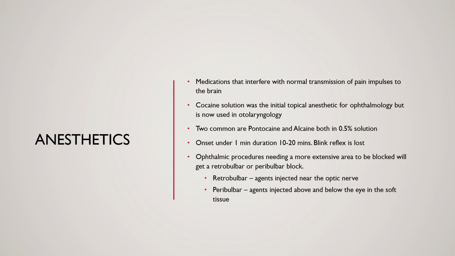And one thing to remember here is that the patient's blink reflex will be lost for that time. So we need to watch for drying of the eyes. Okay, ophthalmic procedures needing a more extensive area to be blocked will get a retrobulbar or a peribulbar block. So if we're doing a retrobulbar block, the agents are injected near the optic nerve. If it is a peribulbar block, the agents are injected above and below the eye in the soft tissues, and that gives us that more extensive area of numbing.